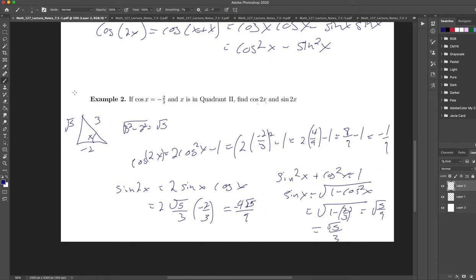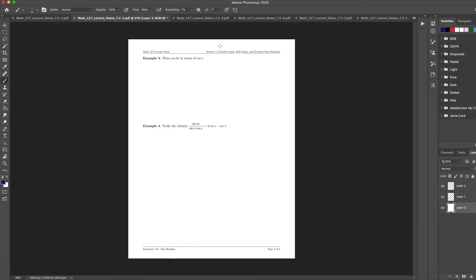You can do it without building the triangle. You can just solve for it directly. I don't always suggest that, but it's a useful tool to have in your bag, just so you know. Alright, so let's go to the next slide.